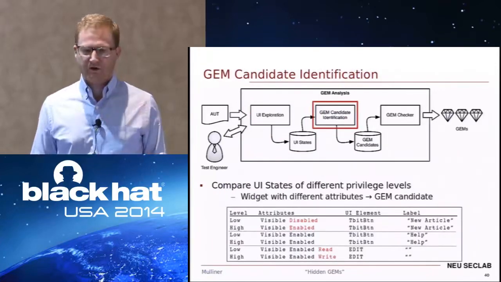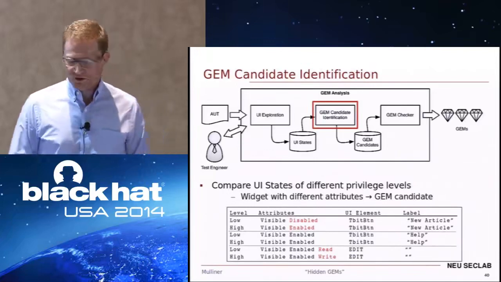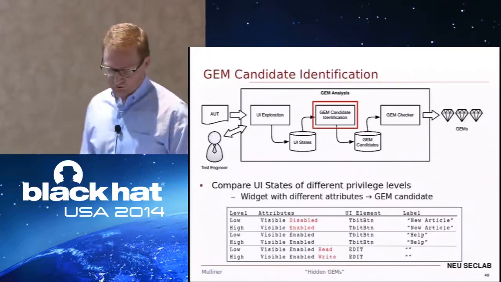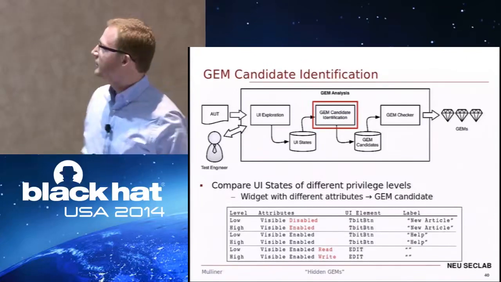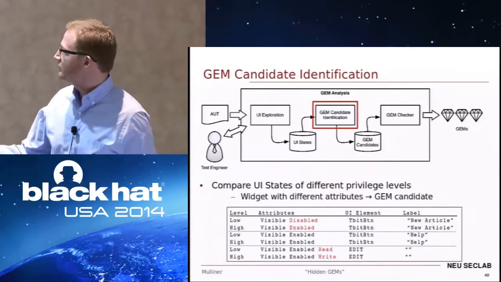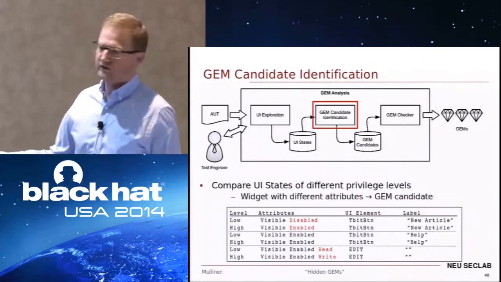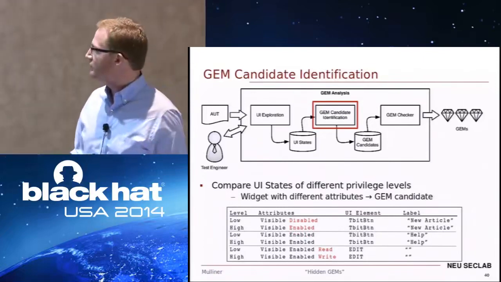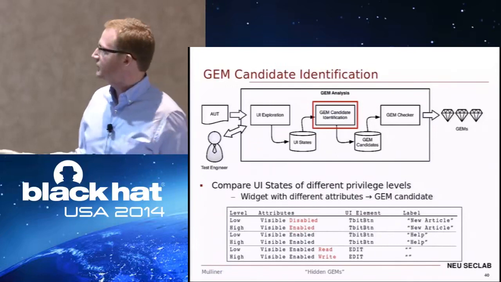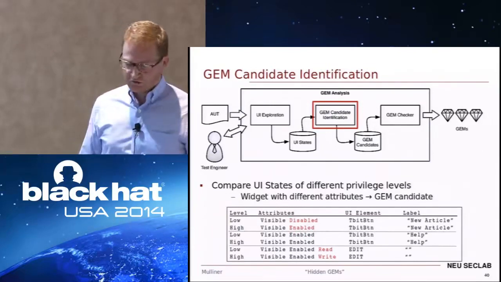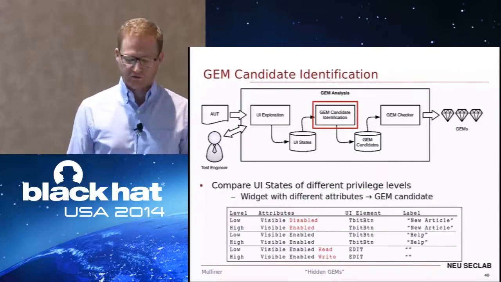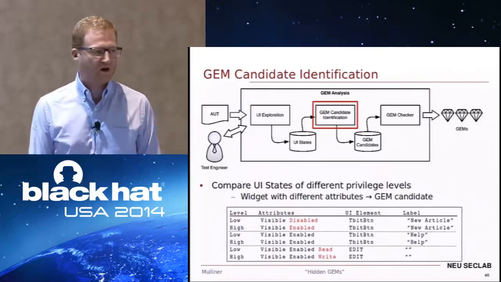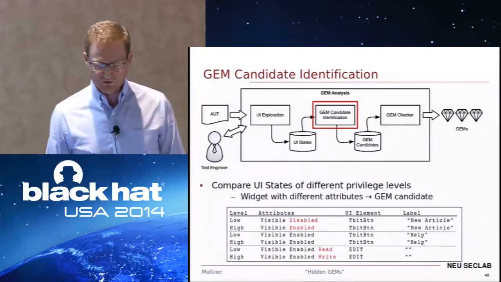Basically, you compare two states, and I have 3 example widgets. The first one is a button, so you can see the element type is button. This is the example from the first slide, from the very beginning. This is the new article button, and the low privileged user sees the button, it's visible, but the button is disabled. And for the high privileged user, the button is enabled.